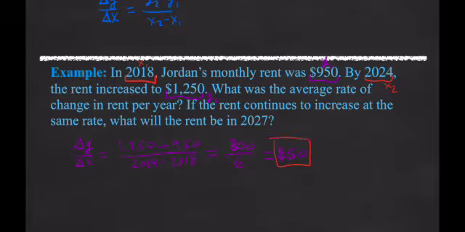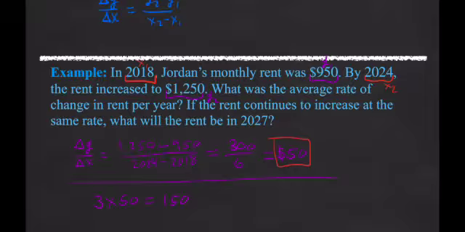The other part of the question is, if the rent continues to increase at the same rate, at this average rate of change, what would be the price in 2027? Well, let's just take this in terms of 2024. How many years would have passed from 2024 to 2027? 3. So we have 3 more years that pass by. If we take those 3 years times the $50, we'd expect an extra $150 added on top of what she paid in 2024. Does that make sense? Yes.